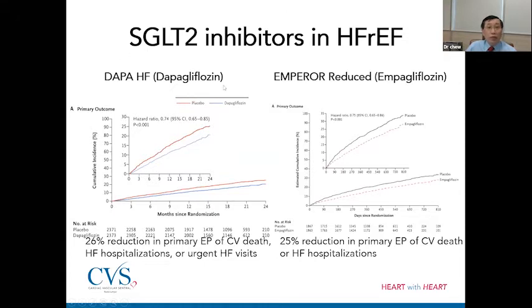The DAPA-HF study using dapagliflozin was presented in 2019, and it showed that in patients with heart failure with reduced ejection fraction, half of whom were diabetics and half were not, there was a 26% reduction in the primary outcome of CV death, heart failure hospitalizations, or urgent heart failure visits. This has been repeated in another trial using empagliflozin, where there was also a 25% reduction in the primary endpoint of cardiovascular death or heart failure hospitalizations. So I believe this would be the fourth class of agents to be used for the treatment of patients with heart failure.